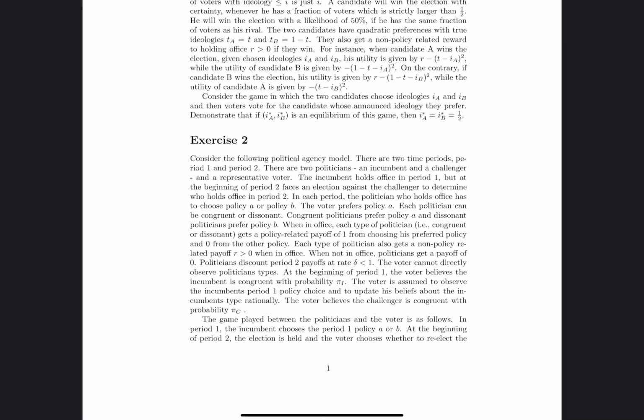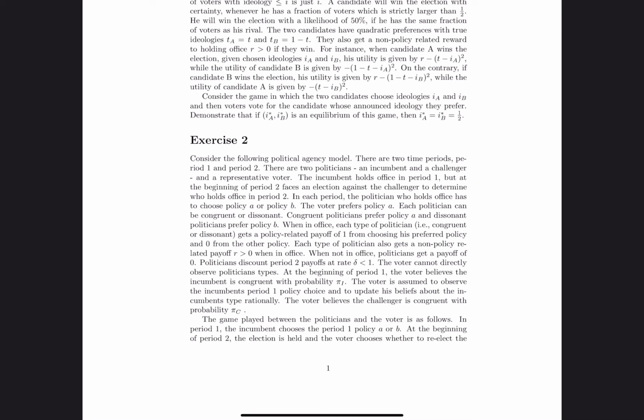So if you're congruent, you get a utility of 1 if you choose policy A. If you're not congruent, so if you're dissonant, you get a utility of 1 if you choose policy B. Each type of politician also gets a non-policy related payoff R strictly larger than 0 when in office. When not in office, politicians get a payoff of 0. Politicians discount period 2 payoffs at a rate delta being strictly smaller than 1.